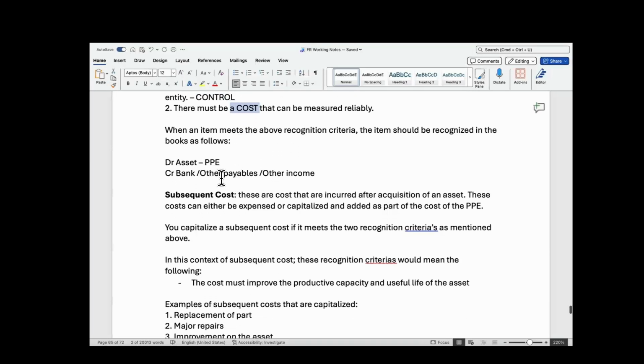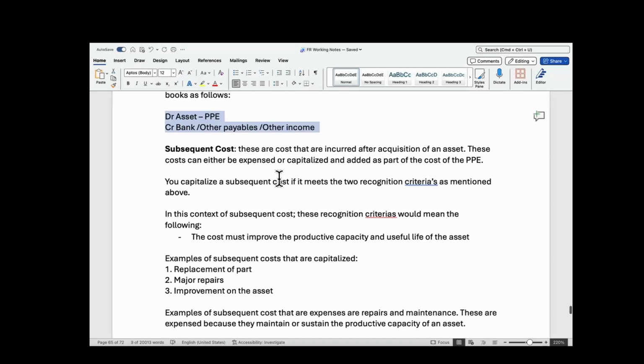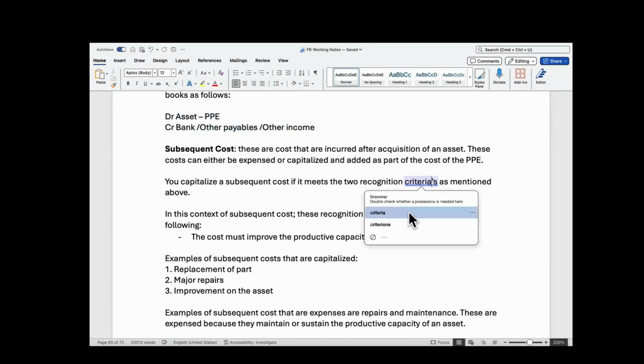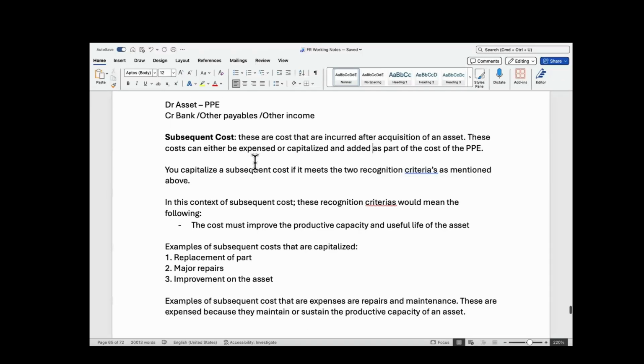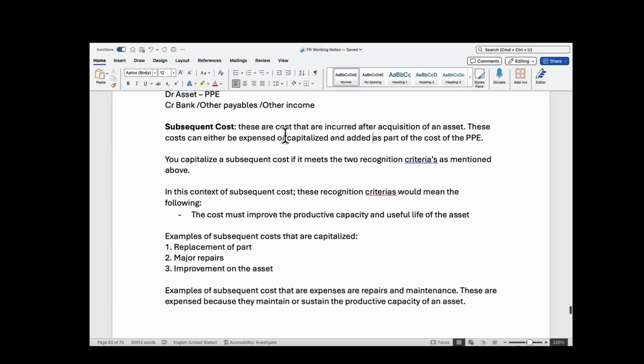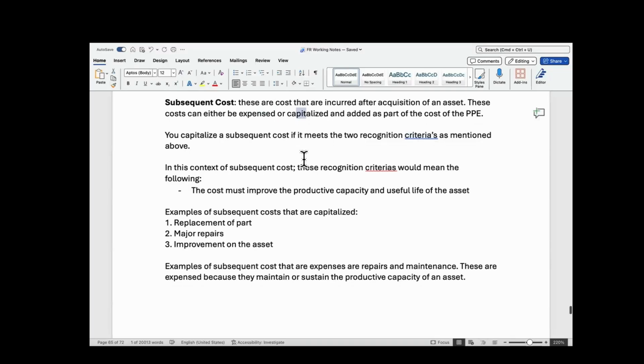So as soon as these criteria are met, this is how you put it in your books: debit, credit, either of these. Then after you have even acquired these assets, there are certain costs that will continually be incurred. We call that subsequent costs, which can either be capitalized or expensed. Expensed means put it in P&L. Capitalized means add it to the cost of the PPE. So before you can capitalize, those two recognition criteria I mentioned above must be met.